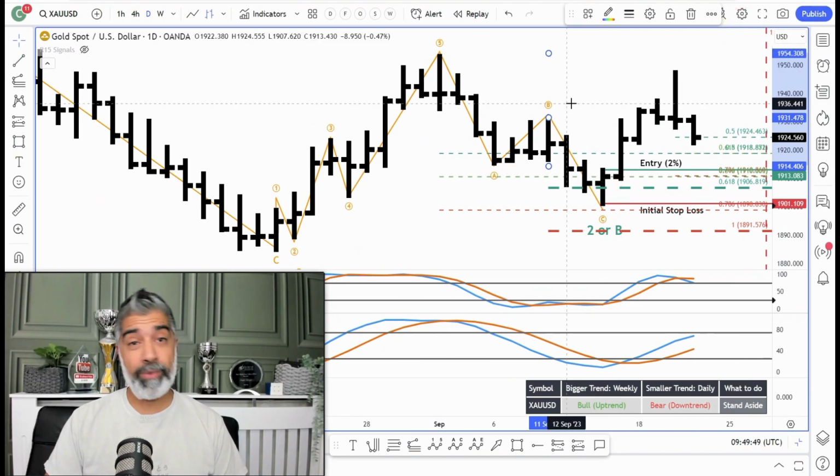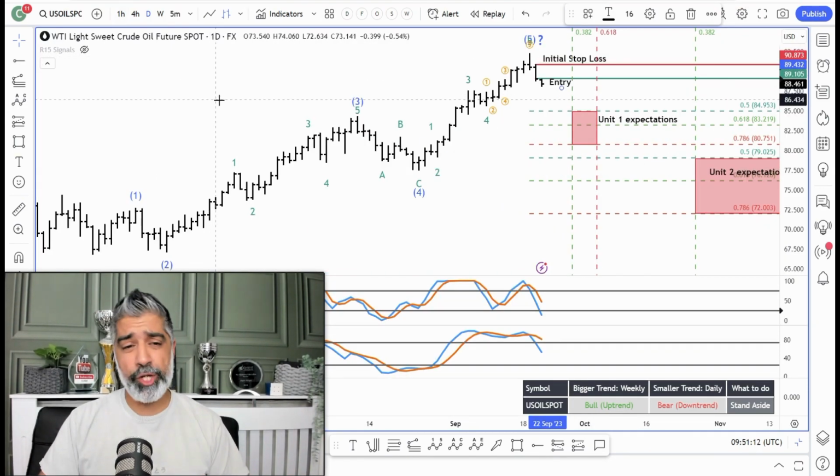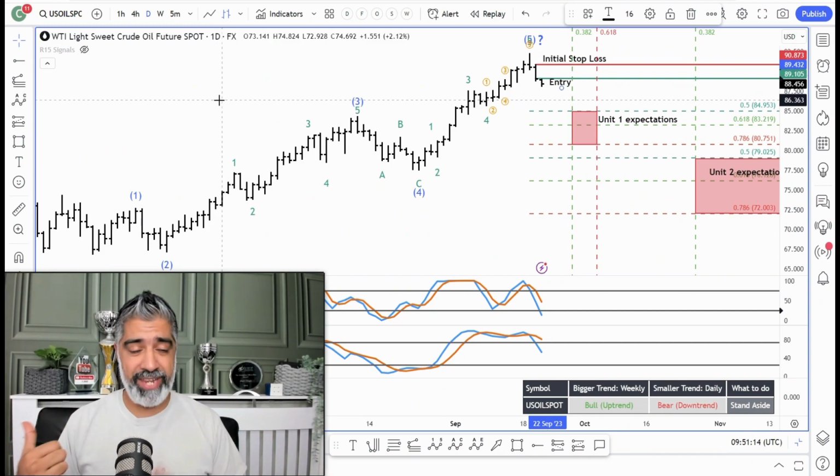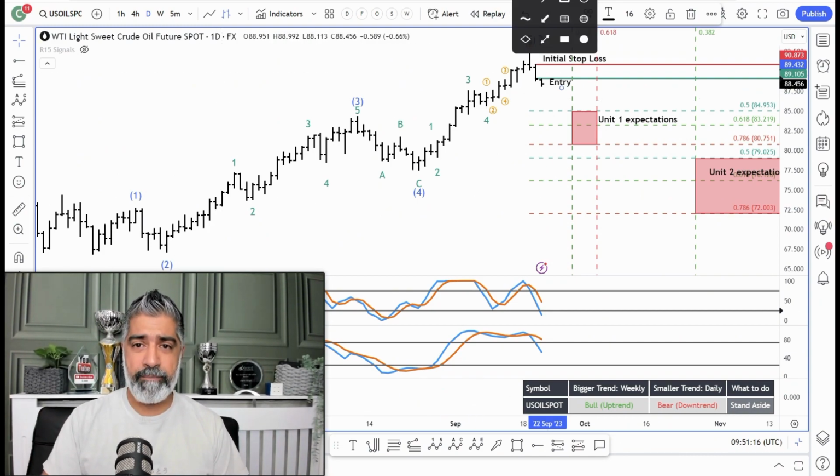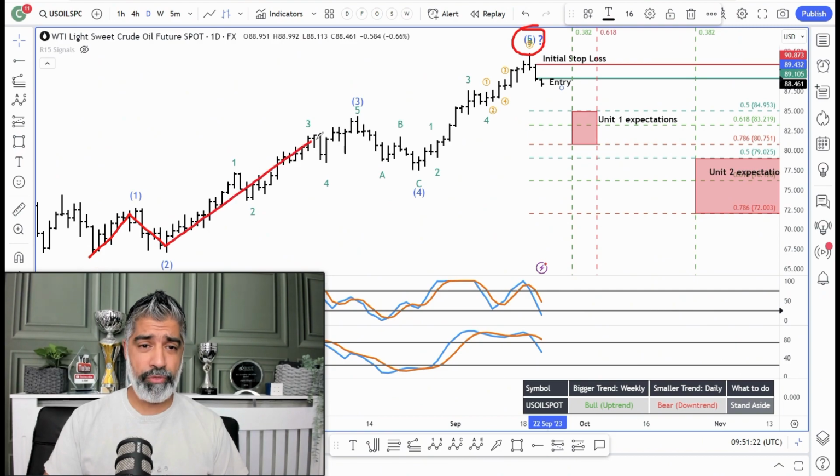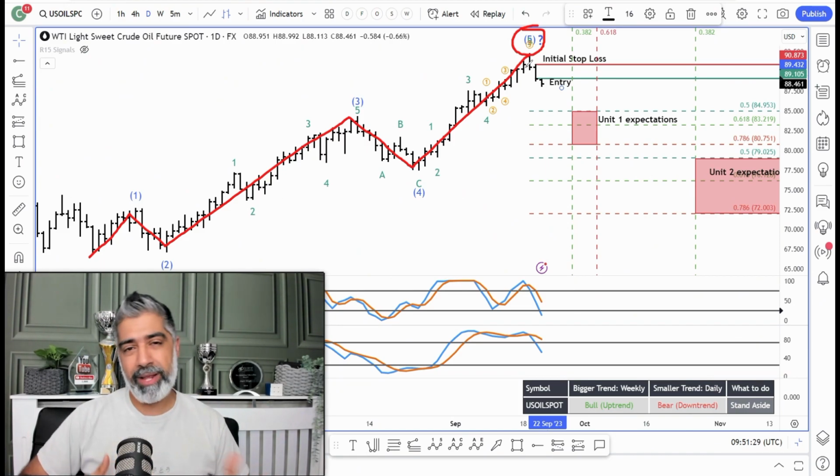Second case study I want to share with you is oil. Now we actually went short on this just the other day, but the key thing I want to identify was the end of a 5-wave structure. So we had this very clean 1, 2, 3, 4, 5. Now you'll notice that it applies to crypto, it applies to gold, it applies to oil, it applies to stocks, it applies to all markets and all time frames, because we're talking about crowd psychology.